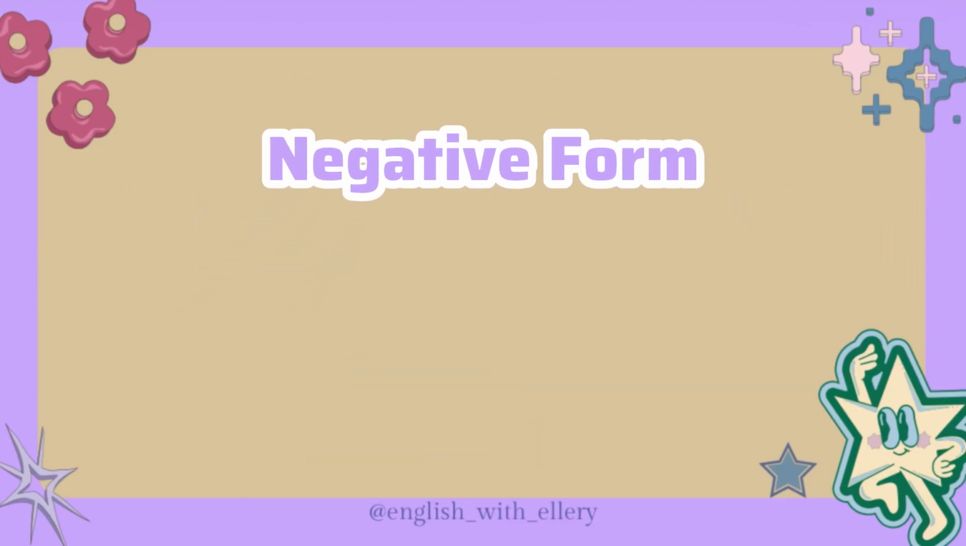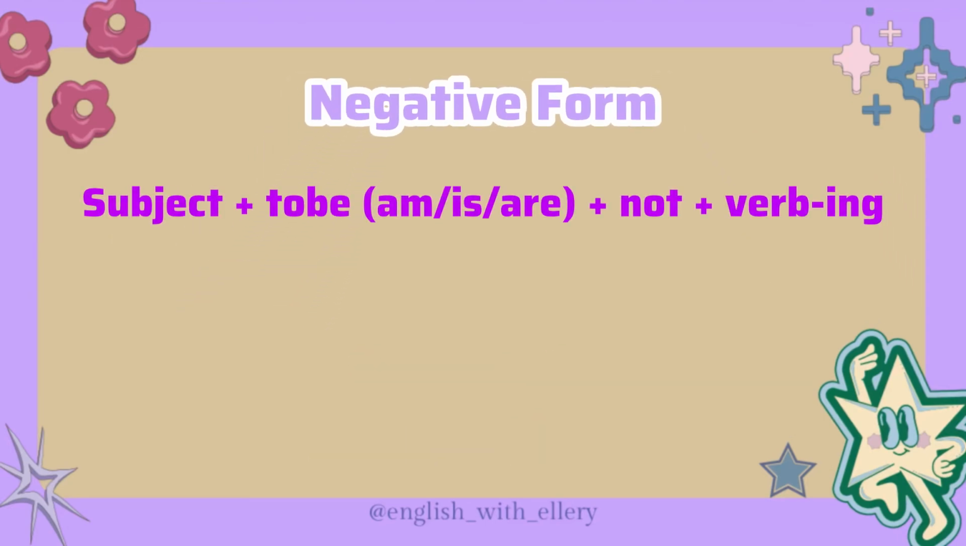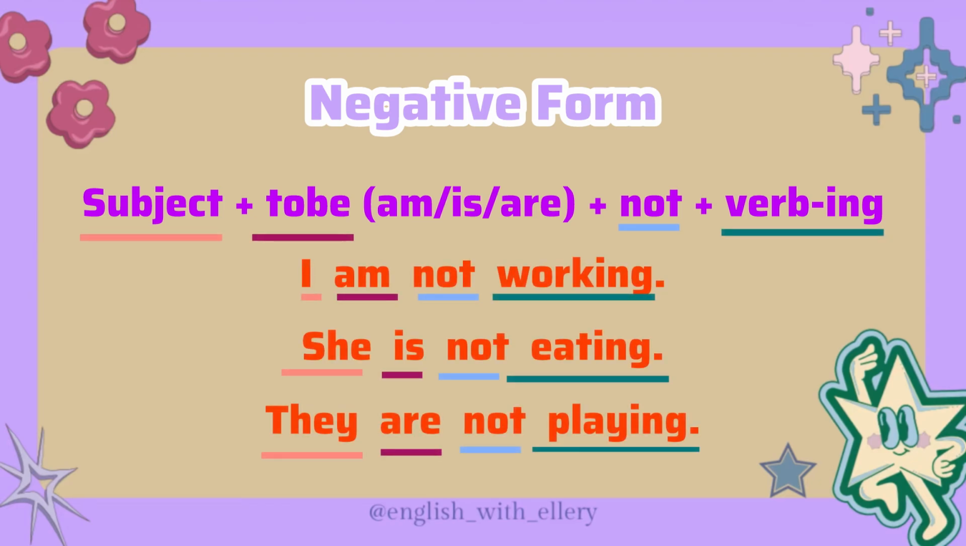Now let's move on to the formula for negative sentences. Pay close attention to these examples. What makes a sentence negative is the word not, which comes after the verb to be. So the formula is subject plus to be (am, is, are) plus not, plus verb, plus ing. For example, I am not working. She is not eating. They are not playing. As you can see, adding not after am, is, are changes the sentence from positive to negative.